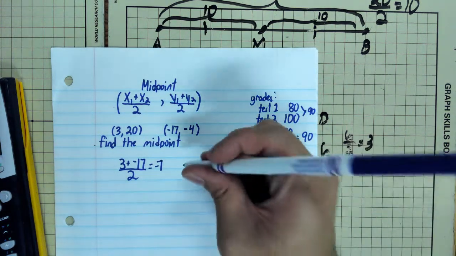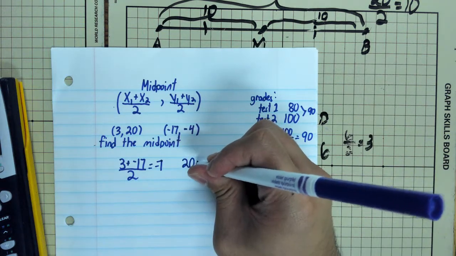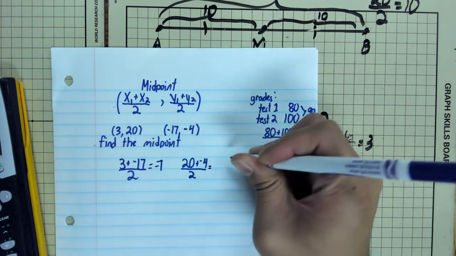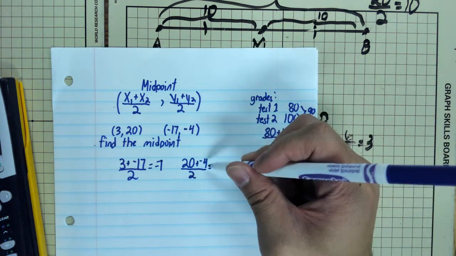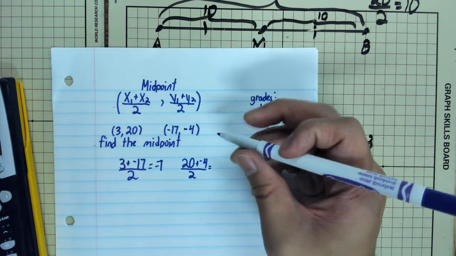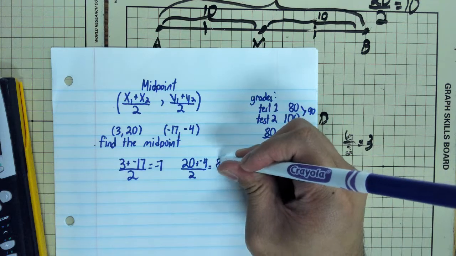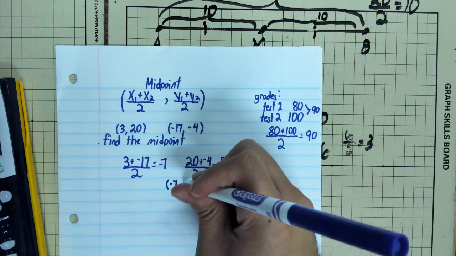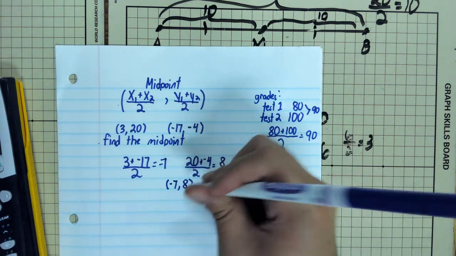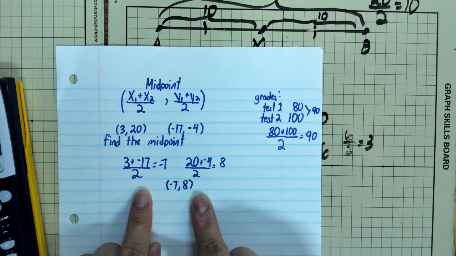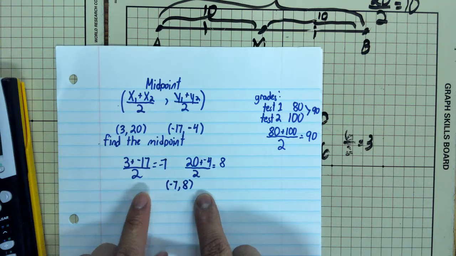Let's do the same for the y. 20 plus negative 4 divided by 2, which is 20 plus negative 4 on top gets me 16. 16 divided by 2 gets me 8. So my midpoint is at negative 7, 8. So this is one way of finding midpoint, the formula way.